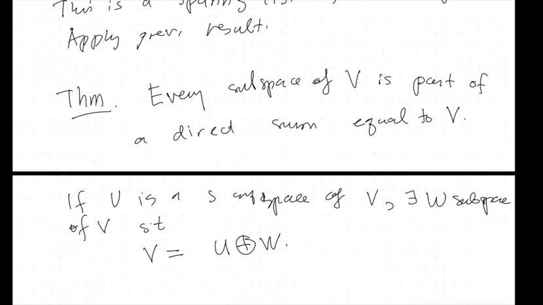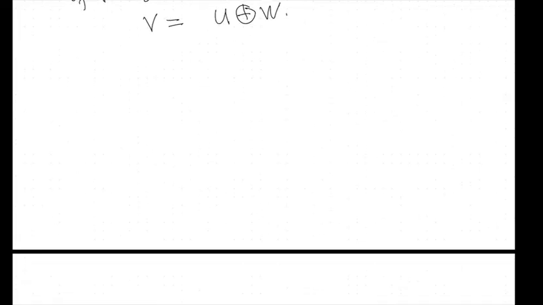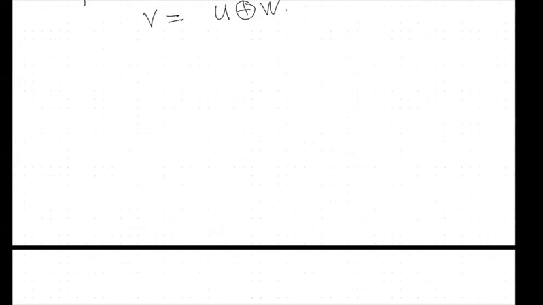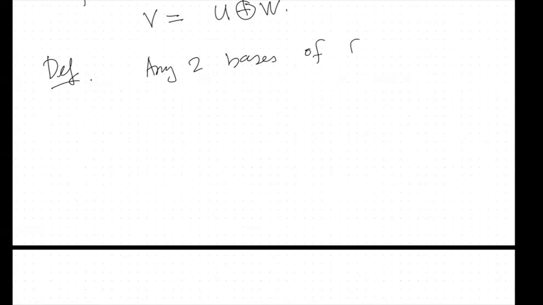I will leave the proof of this for reading. Now, we go to the definition of a dimension. So, this is just an easy definition to define: any two bases of a finite dimensional vector space V have the same length.